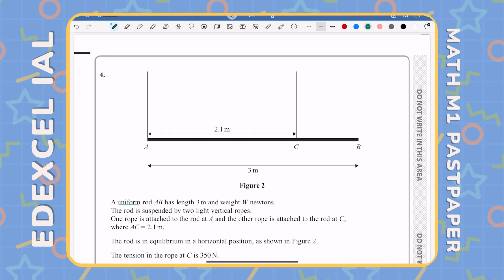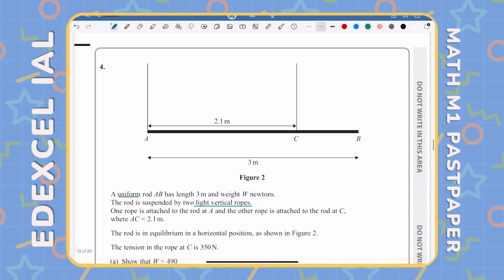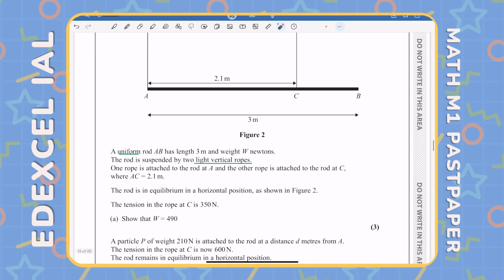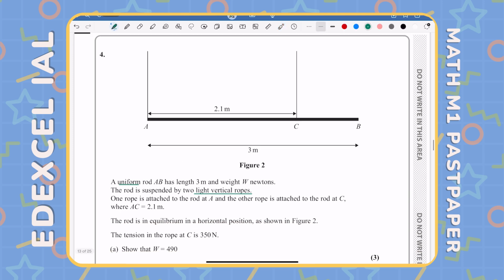The rod is suspended by 2 light vertical ropes. Very important. One rope is attached to the rod at A and the other rope is attached to the rod at C. So here you can see that's rope 1, that's rope 2, where AC is equal to 2.1. We can see that the rod is in equilibrium in a horizontal position as shown in figure 2. The tension in rope C is 350 newtons.